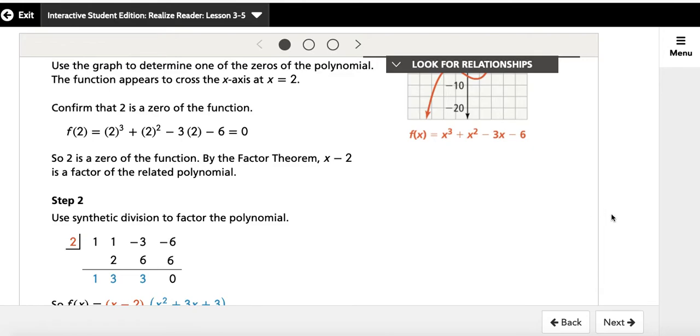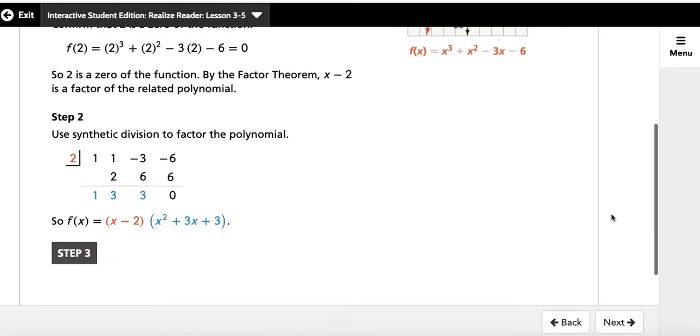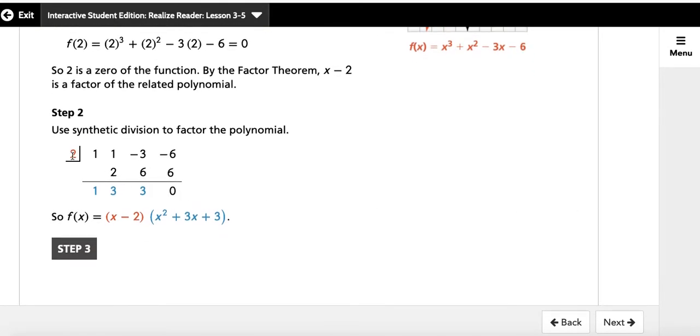We haven't done this one. We've done synthetic division before, but we haven't done what we're about to do. When we plug in a 2, it comes out to 1, 3, 3, 0. 0 is the remainder. And if you recall from a section or two ago, this 1, 3, and 3 represents the coefficients of a trinomial, 1x squared plus 3x plus 3.